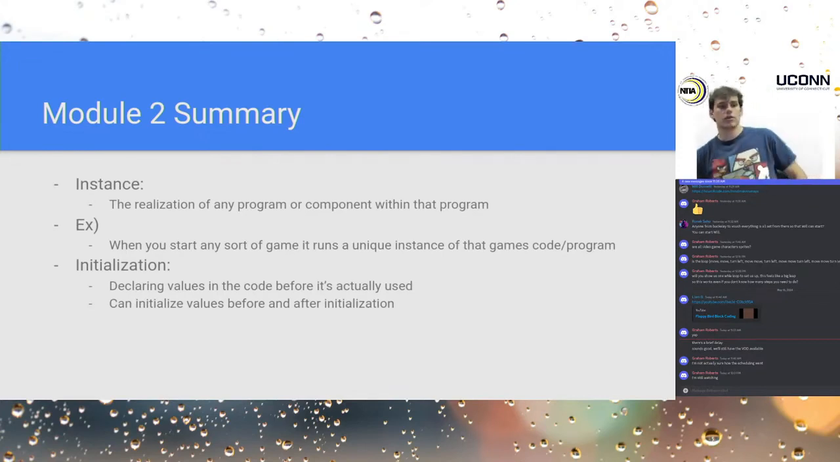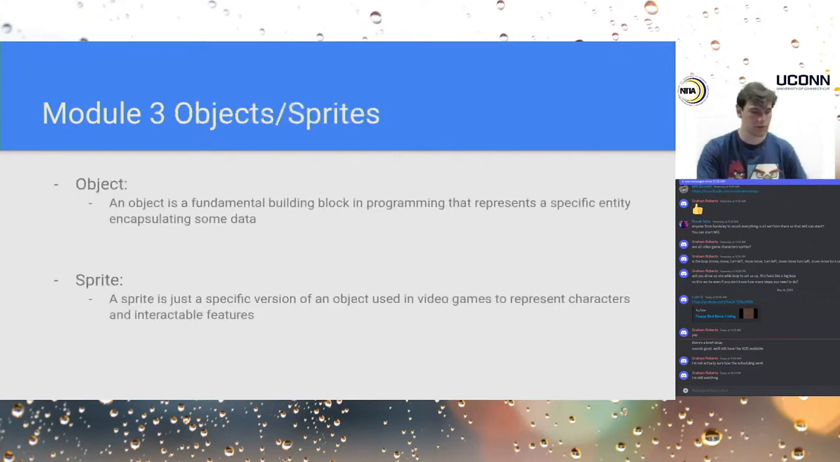Also, you can initialize values anytime in the code as long as you're using them after you initialize them, right? I don't want you to think it's only when you create the instance. And you're definitely initializing a lot of things when you create the instance, because you have to set up so many different things for the program. But you can do it later in the game for sure. It doesn't really matter as long as you do it before it's executed in the code. That's the important part. All right, let's move on to Module 3.